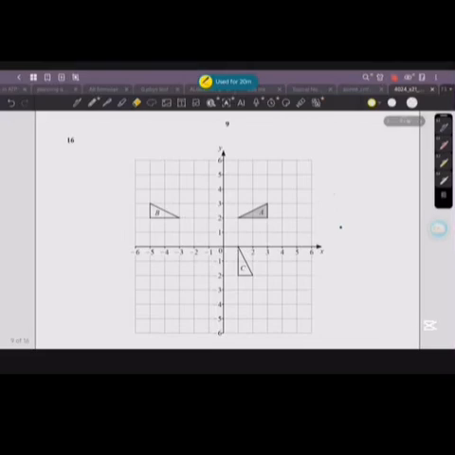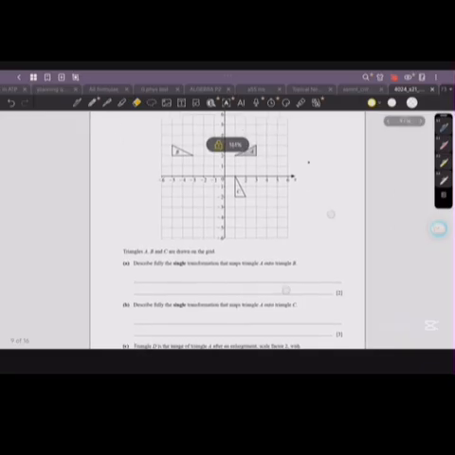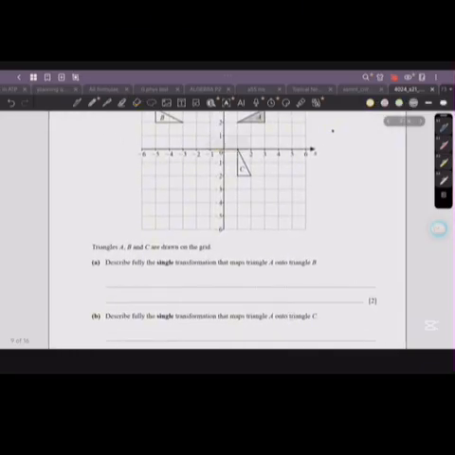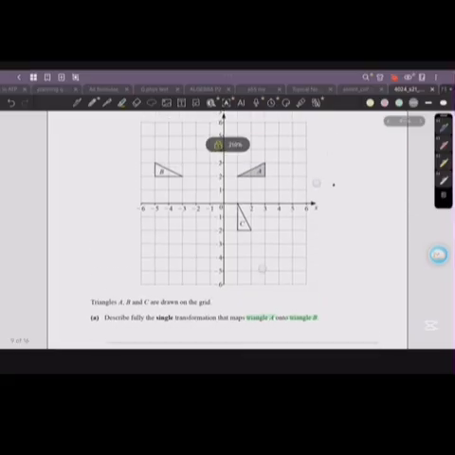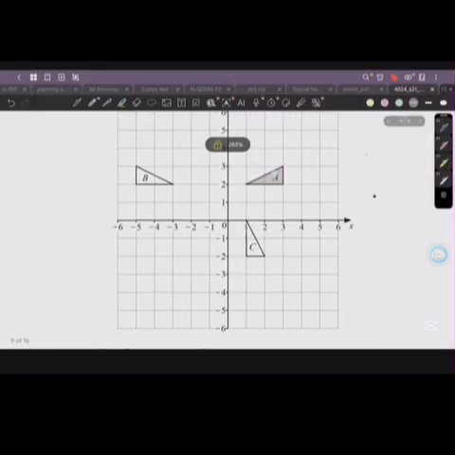So now continuing from our question 16, the question says, triangles A, B, C are drawn on the grid. Describe fully the single transformation that maps triangle A onto the triangle B. So here are our triangles on the grid. We can see that the triangle A is on the opposite side of triangle B, which means it is being reflected. So we'll take any 2 points between triangle A and triangle B.